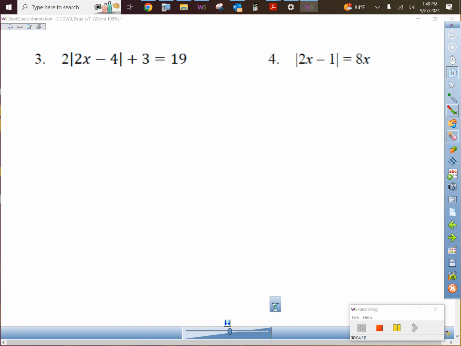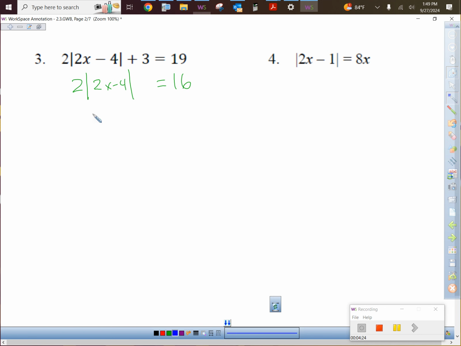We'll get the bars by themselves first by subtracting 3 from both sides. So bring all this down, and I got me a 16 right there. It's cool with me subtracting the 3 over. Now I want to get rid of that times 2, so I'll get rid of that times 2 by dividing both sides by 2. And you see the 16 turns into an 8. This is rule 1: get the bars by themselves.